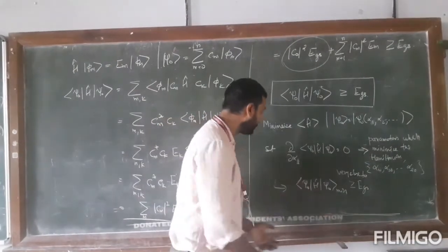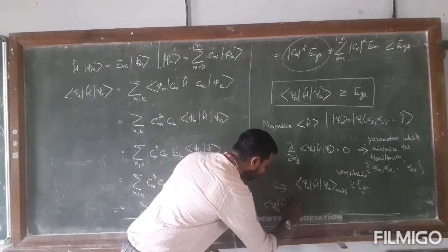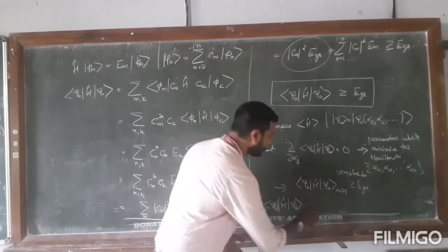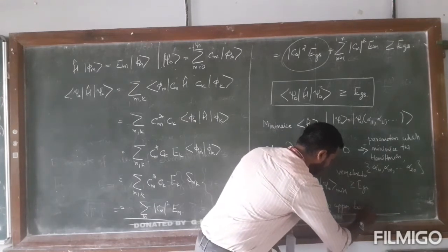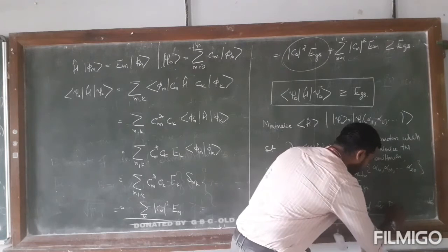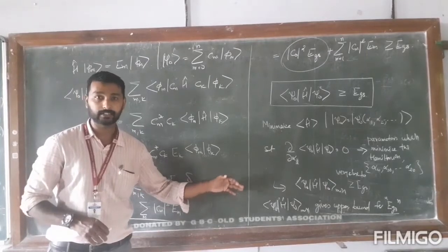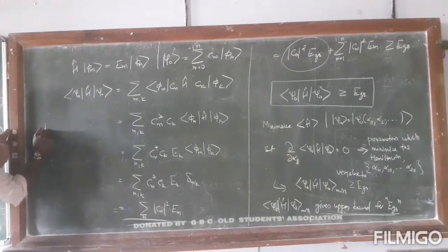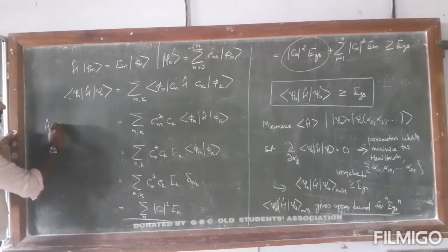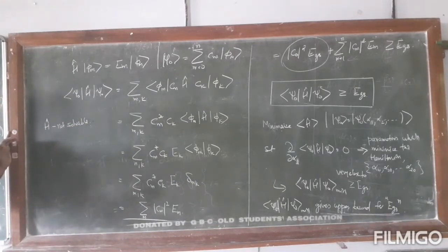Okay, so this H minimum, that is, ⟨psi 0|H|psi 0⟩ minimum, gives an upper bound for EGS. So this is the variation method. Okay, so I can just summarize the things that we have discussed. Suppose we have a Hamiltonian H which is not solvable. Then assume a trial wave function. Just guess a trial wave function.